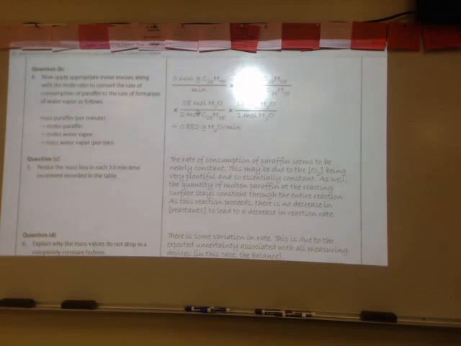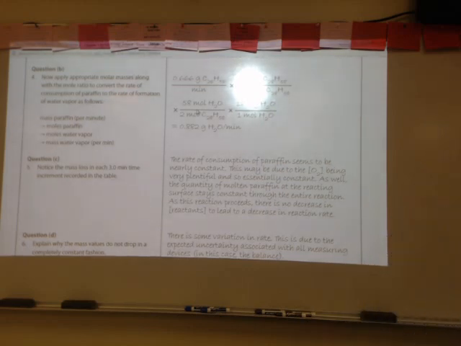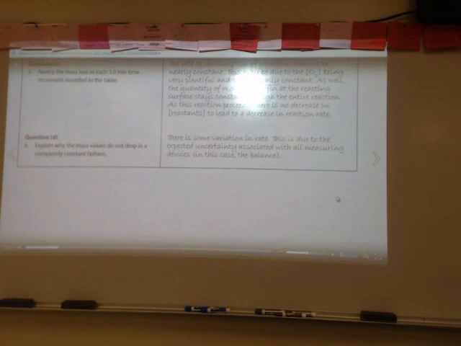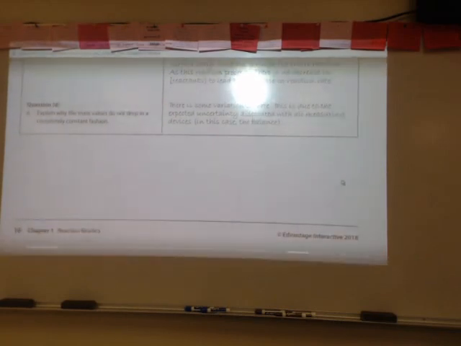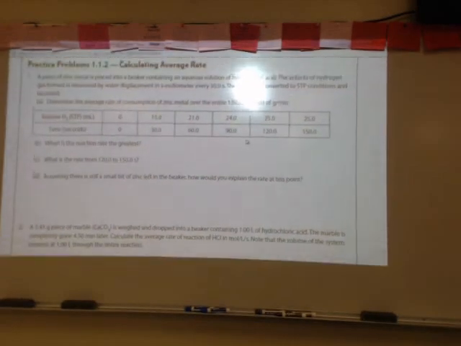D, why don't the mass values drop in a completely constant fashion? Well, there is some variation in the rate, but it's due to the uncertainty in the measuring device that was being used. Okay, so the balance had some uncertainty, and that's why they don't drop the same way. Let's take a look at the next page and let's do some practice.